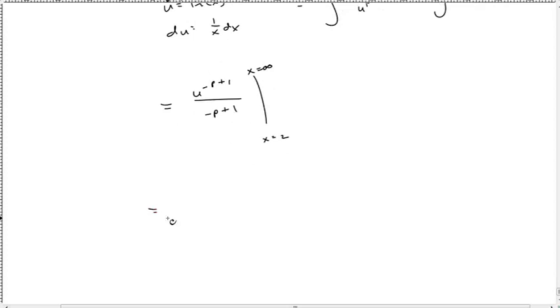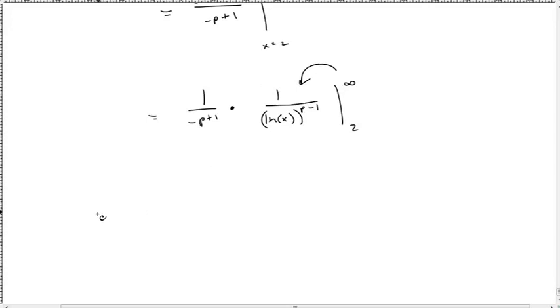And so I actually have 1 over negative p plus 1 times 1 over ln of x, because that's my u, sorry, all to the p minus 1 power in the bottom, from 2 to infinity. So if I plug the infinity into this guy, what am I going to get? Let's see what we get indeed. Shouldn't I get ln of infinity is infinity, and then some kind of other number minus some kind of number? I don't really care about that.